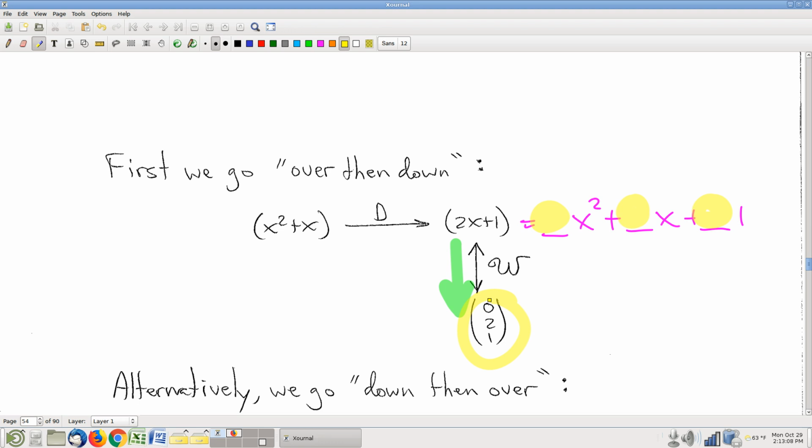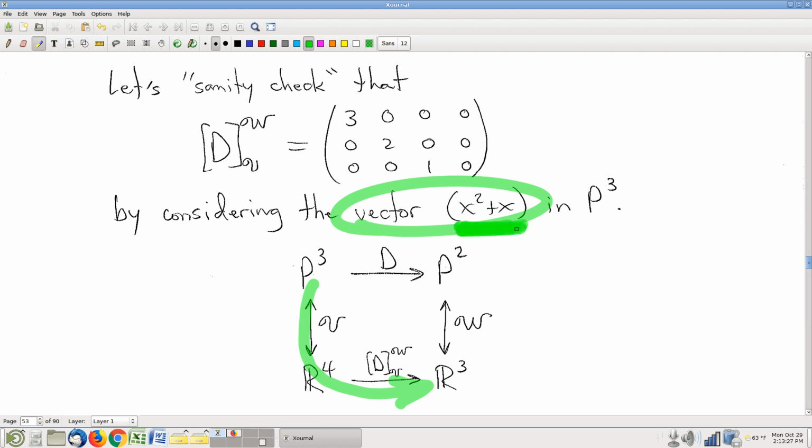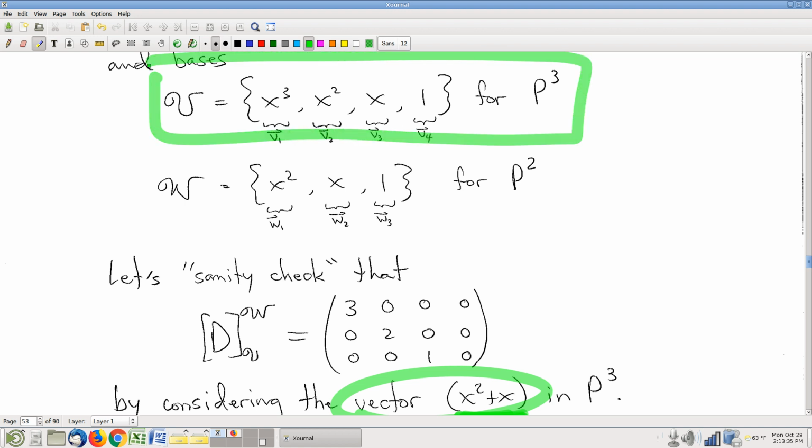Okay. Now let's go the other way. Let's take this vector again, and let's write its coordinates with respect to V and then multiply by the matrix. Okay, just going to follow the rules here. This vector, x squared plus x, when I write its coordinates with respect to V, notice what the V basis is. And again, once you've made a choice of basis, you got to stick with it. So our basis here is x cubed, x squared, x, and 1.